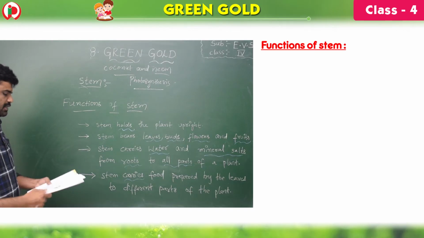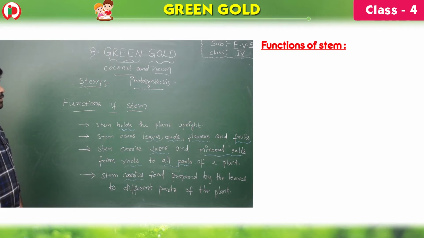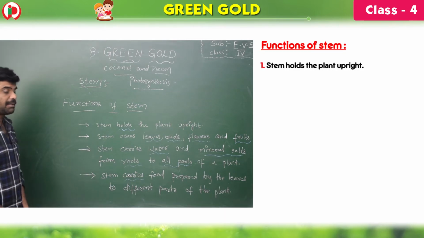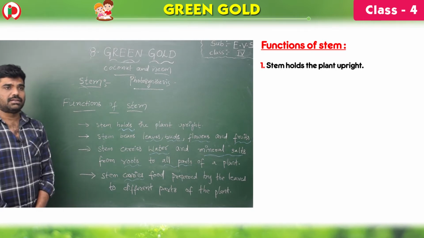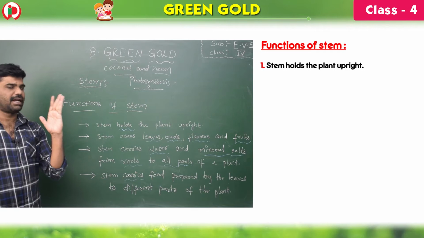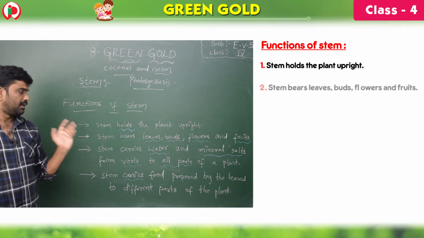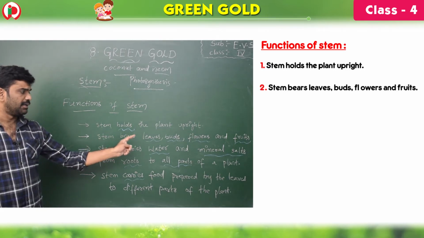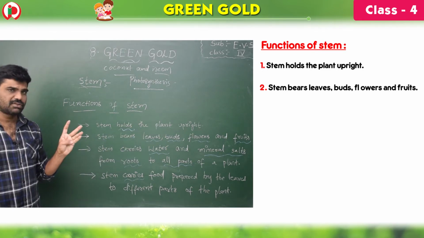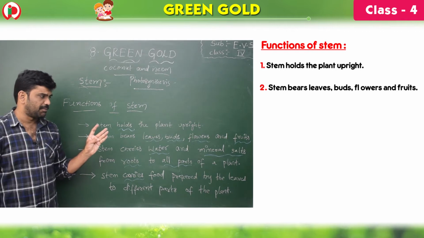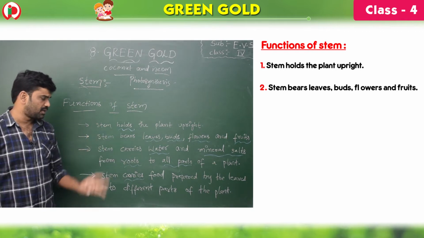Now, children, let's see the functions of the stem. Stem holds the plant upright. Yes, this is a very true statement. Why? Because the stem makes the plant erect. Next one, stem bears leaves, buds, flowers and fruits. So the leaves grow on the stem, and even buds, flowers and fruits also.